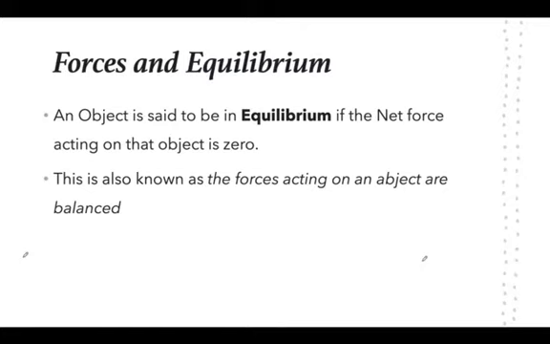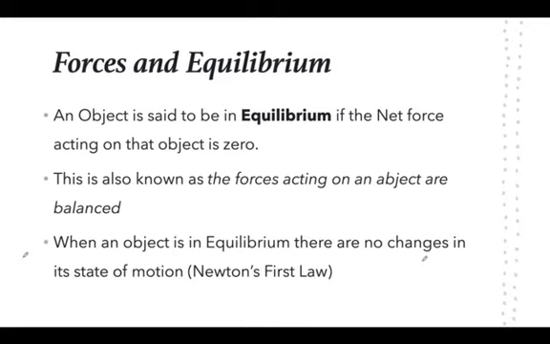If the net force is different than 0, then we would have unbalanced forces. When an object is in equilibrium, there are no changes in its state of motion. Remember in a previous video about Newton's first law, we said that an object will remain in its current state of motion unless acted upon by an unbalanced force. This is the unbalanced force, a net force. So, state of equilibrium is if the net force is 0.